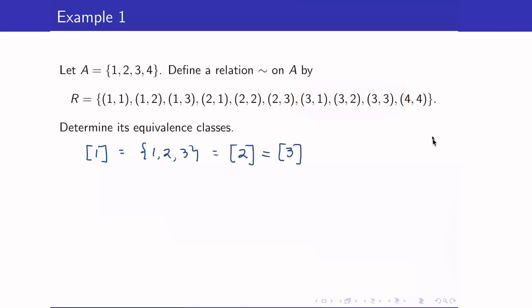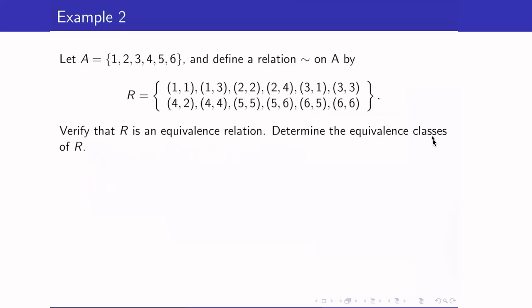Now, let's look at the equivalence class of 4. The only ordered pair here having 4 as the first coordinate is the ordered pair (4, 4). So, therefore, only the element 4 is equivalent to itself. Next, another example. We will just do what we did in the previous example. It's an exercise for you to show that R is an equivalence relation.